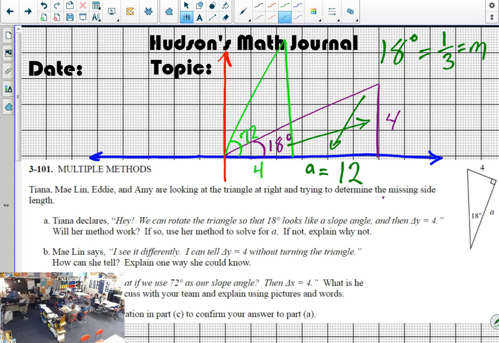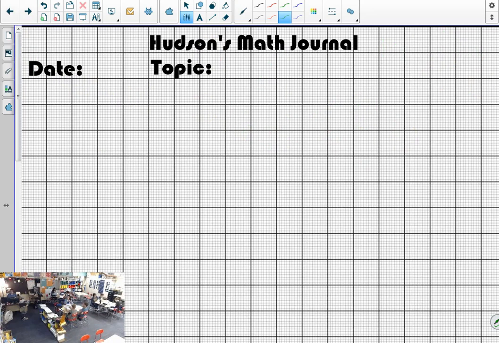So, our next question here involves this triangle. So look at problem 102. Look at 102.